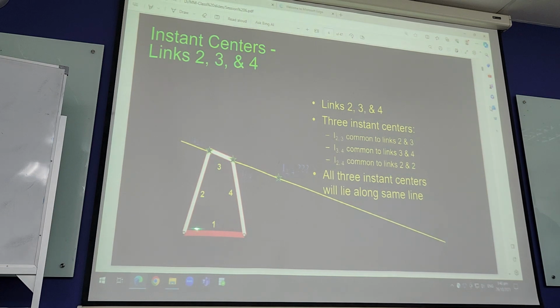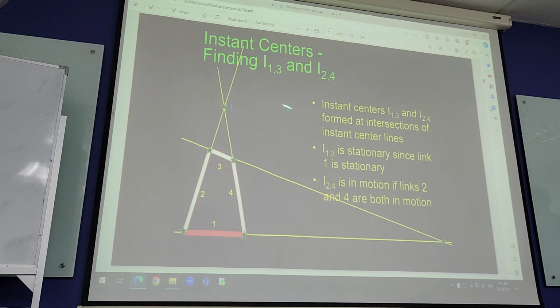Similarly, next you take 2, 3, 4, so links 2, 3 and 4. 2,3 will be here, 3,4 is here. So then 2,4 will be on this line. Like this, you apply, and the intersecting points will give you the remaining ICs. So for a 4-bar linkage mechanism, you can easily find them.